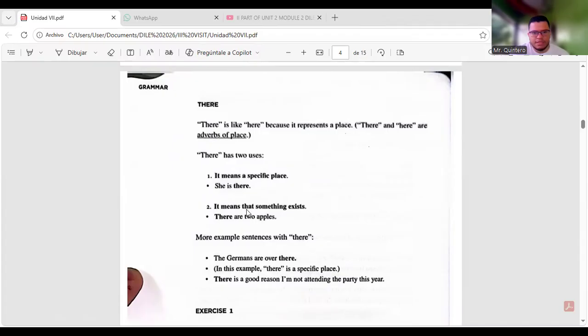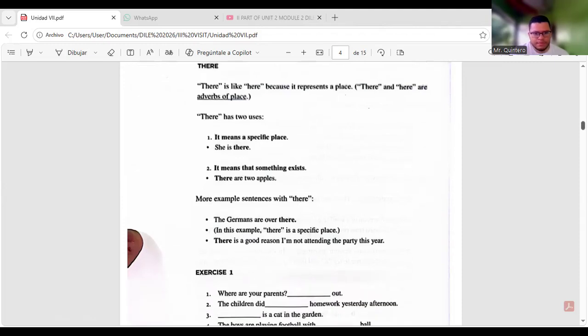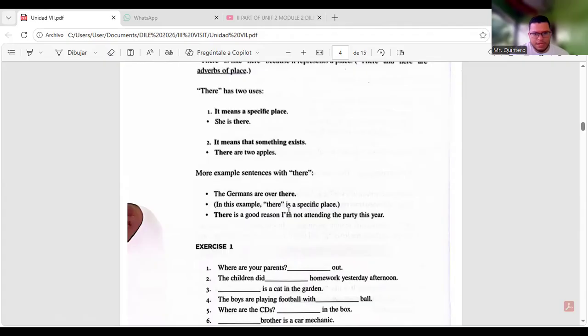It means that something exists. There are two apples. Hay dos manzanas. Significa que también algo existe. More example sentences with there. The Germans are over there. Los alemanes están por ahí. In this example, there is a specific place. There is a good reason I'm not attending the party this year. Hay una buena razón por la cual no estoy atendiendo la fiesta este año.